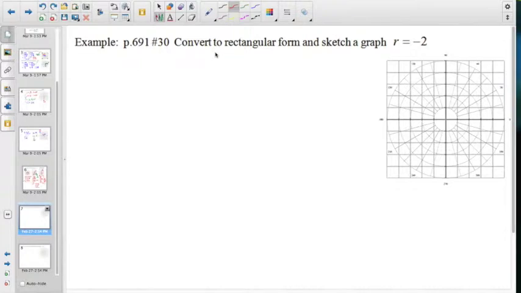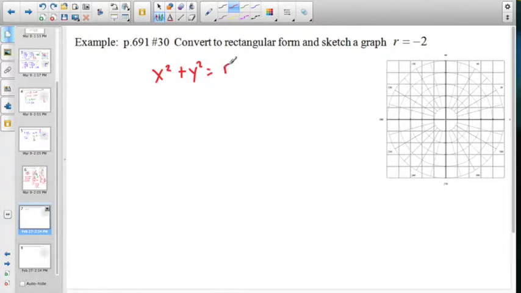Okay, so for this one it says convert to rectangular form and sketch the graph r equals -2. So when we're talking about convert, we'll convert this first. So we get x squared plus y squared equals r squared. R squared is 4, so it's x squared plus y squared equals 4. And so we know that is the equation of a circle with a radius of 2. So we're talking about basically going out a -2. So if we're at a theta of 0, we're going to go back a -2.